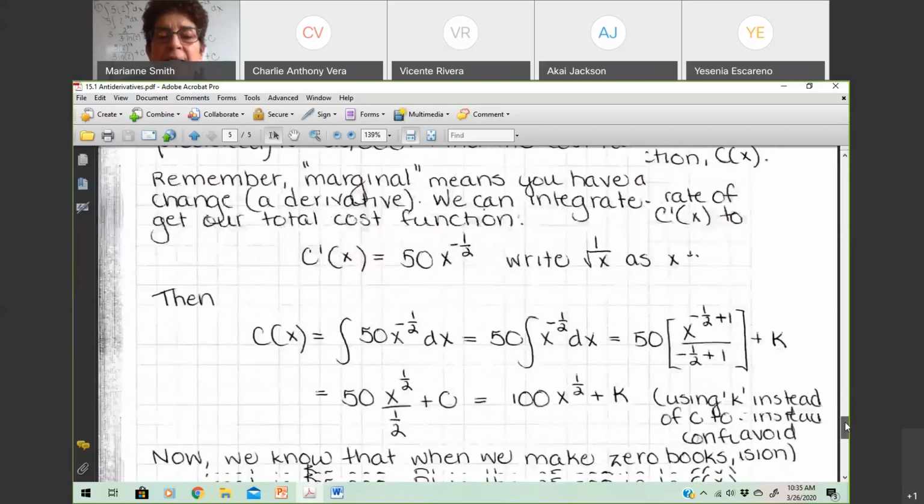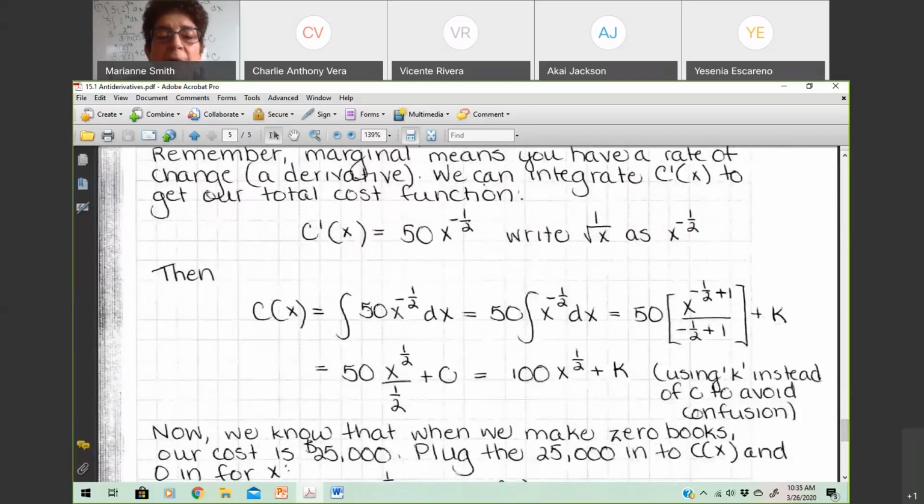Now let's do the actual integration with the power rule. I'm going to pull the coefficient 50 through the integral sign. Then I'm going to add 1 to my exponent and divide by the new exponent, okay? I'm using k as my integration constant here so I don't get mixed up with c for cost. You could call the integration constant any letter you want, and I'm just using k here because my function name is c, okay? But it's the same integration constant.